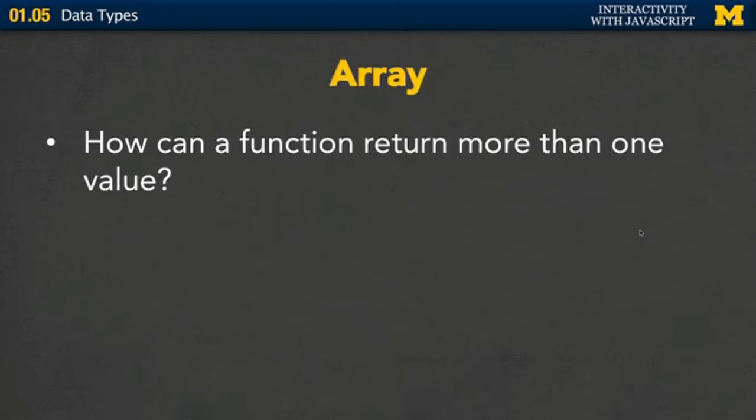Finally, the last type we're going to talk about is array, because in some cases, a function might want to return more than one value. We've seen how the API can return something complex, like an object that could be a paragraph or a div, something along that line. What if it needs to return multiple things?